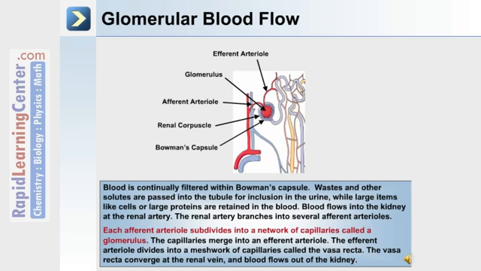Blood flows into the kidney at the renal artery. The renal artery branches into several afferent arterioles. Each afferent arteriole subdivides into a network of capillaries called a glomerulus. The capillaries merge into an efferent arteriole, and then this divides into a meshwork of capillaries called the vasa recta. The vasa recta converge at the renal vein, and blood flows out of the kidney.